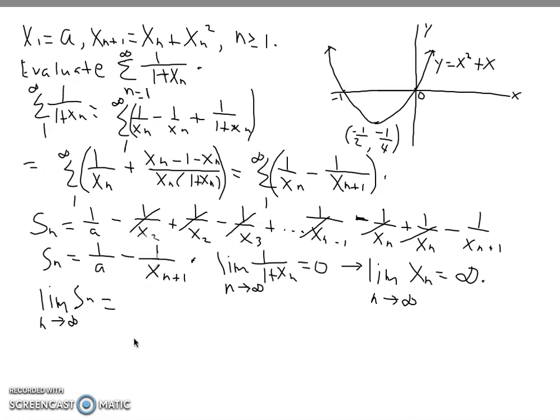Okay, I stopped the recording to fix a mistake. So here we are, we're taking the limit of s sub n as n goes to infinity, but since x sub n plus 1 goes to infinity, 1 over x sub n plus 1 goes to 0, and the limit of s sub n as n goes to infinity is equal to 1 over a, and that is the value of the series.